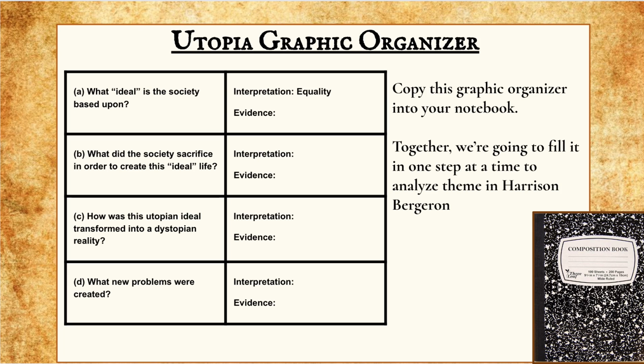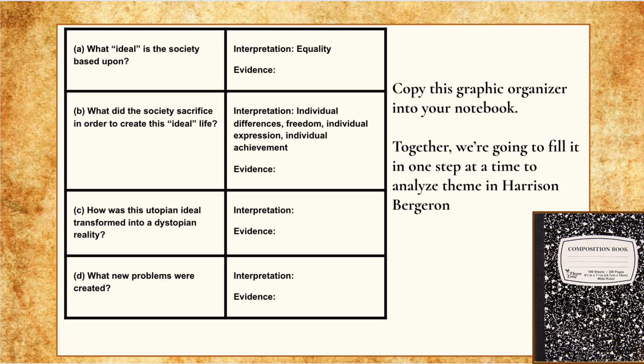What we want you to do now is go back into the text and find one sentence that supports this. Write it where it says evidence, and give us a paragraph number where that sentence came from. Our next question is, what did the society sacrifice in order to create this ideal life?